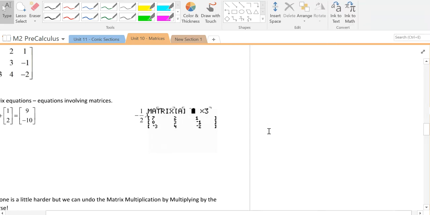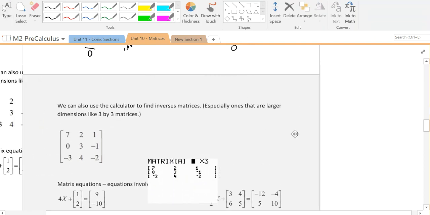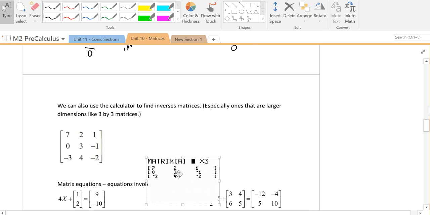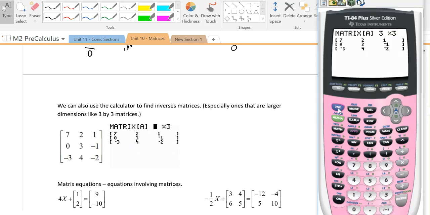Oh, it moved the page. Sorry about that. So I have it typed in 7, 2, 1, 0, 3, -1, -3, 4, -2. Perfect. So second mode to quit out of that.